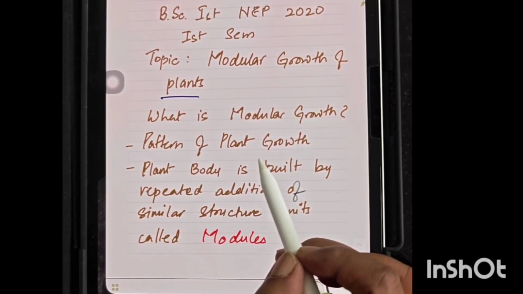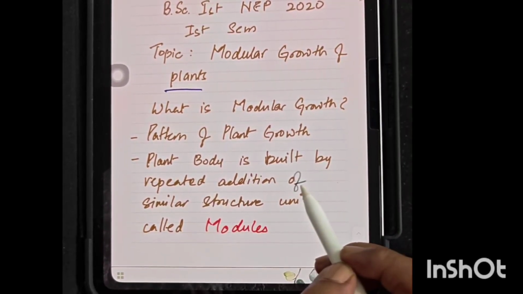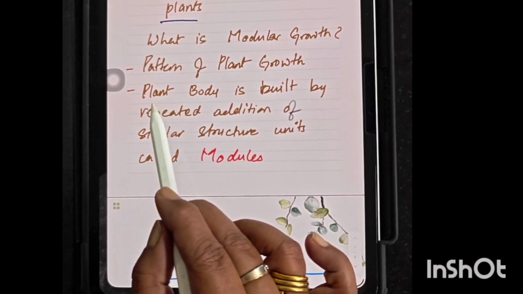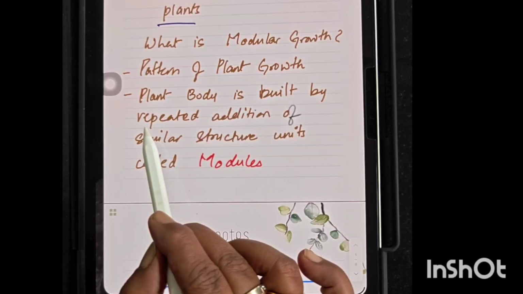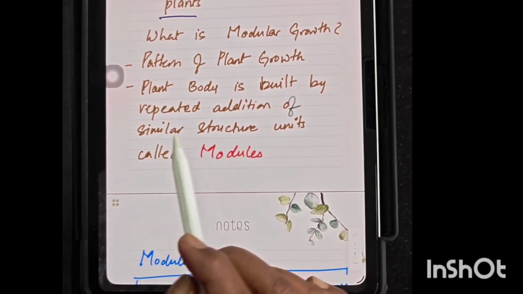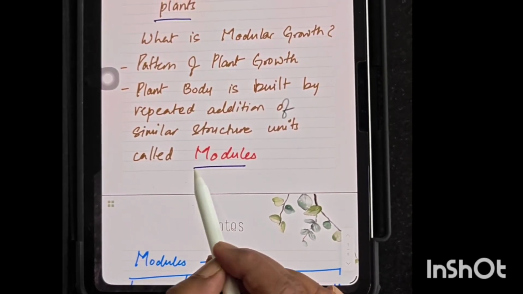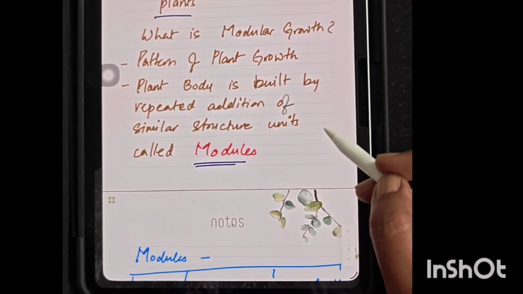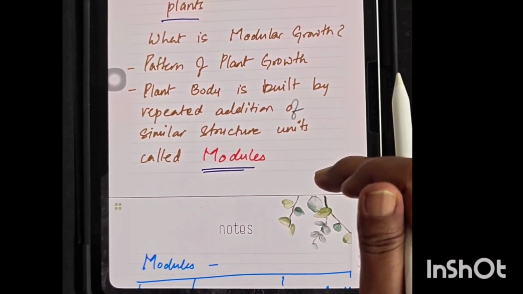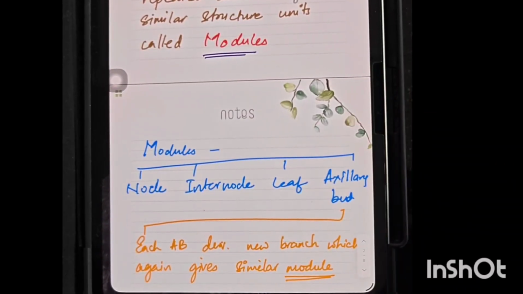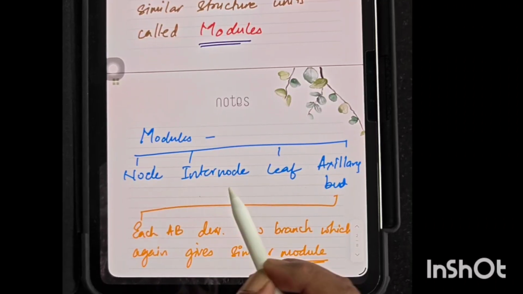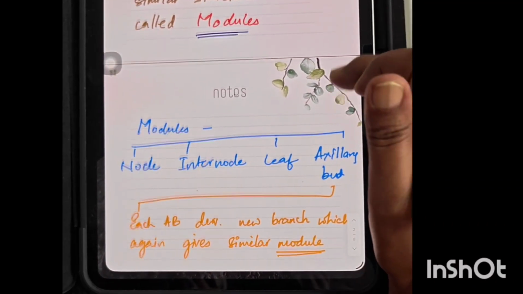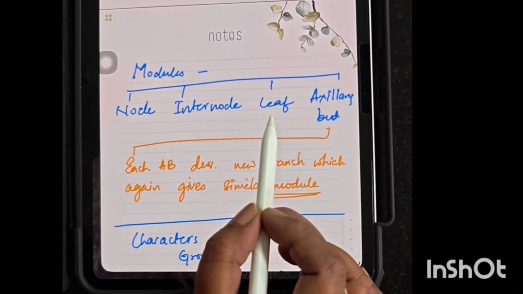This pattern of plant growth is generally a repeated addition of similar structures. The definition itself says that the plant body is built by a repeated addition of similar structural units called modules. There are different small modular units which help plants to grow, and we will see what they are: nodes, internodes, leaf and axillary bud. You might have studied earlier what a node, internode or leaf is.